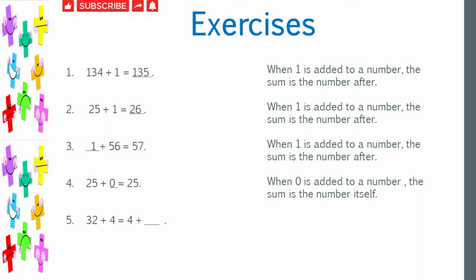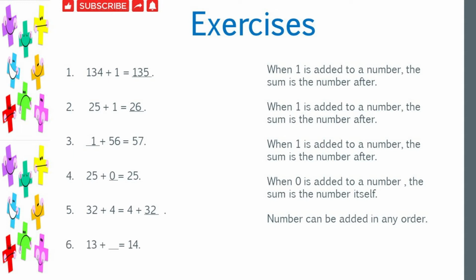Next, 32 plus 4 equal to 4 plus dash. The answer is 32, as we discussed in the first fact that numbers can be added in any order. So 32 plus 4 equal to 4 plus 32. Next, 13 plus dash equal to 14. Answer is 1, because when 1 is added to a number, the sum is the number after. And you know 14 comes after 13.